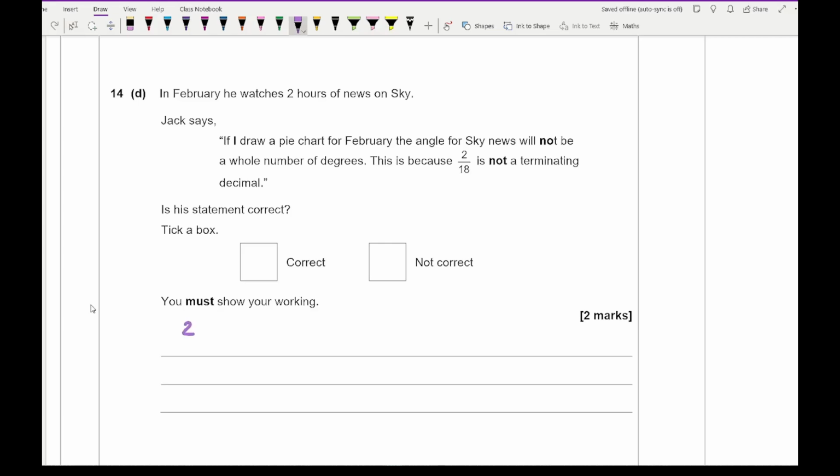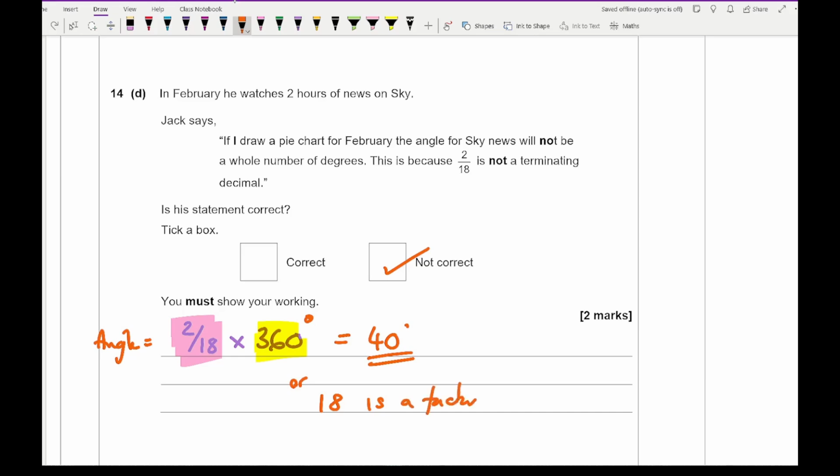So for this, what we want to do is work out 2/18 of 360, because obviously there are 360 degrees in a full angle. So this here is the proportion, which is 2/18, and the number of degrees. So to work out the angle, we do 2/18 times 360. And if I type that into my calculator, I actually get an answer of 40. So is that a recurring decimal? No, it's not. So it's not correct. You could also say something along the lines of 18 is a factor of 360. So again, as long as you tick the right box with a valid reason for it, then that should be absolutely fine.